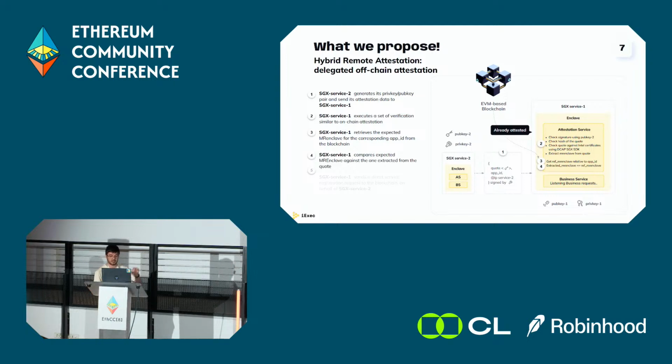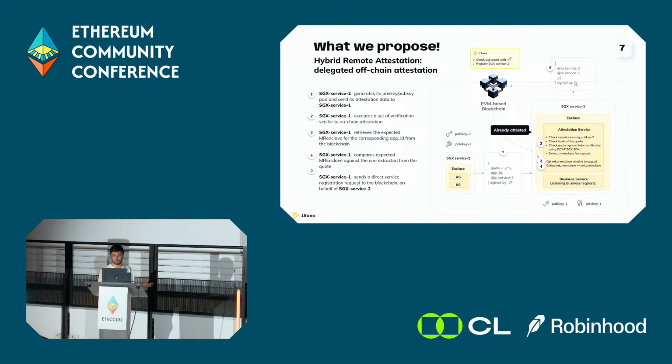Then we are going to compare this ground truth MR enclave with the MR enclave embedded inside our code. If everything is okay, it means that the attestation goes right, and we can now send the direct service registration request to the blockchain on behalf of the SGX service 2, which means that SGX service 1 will send a payload constituted by some data such as the IP address of the newly attested node, the IP address of the verifier that performs the attestation on behalf of the blockchain, and also the public key that has been generated on the newly spawned node.